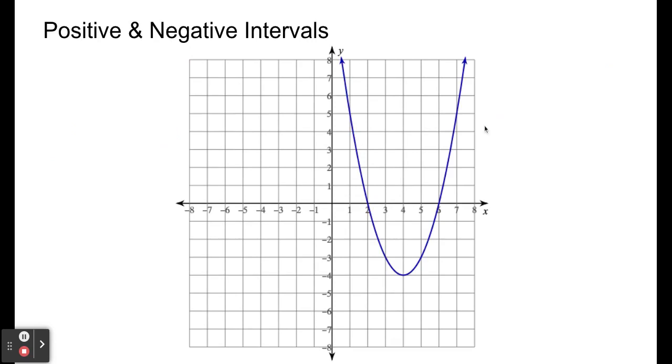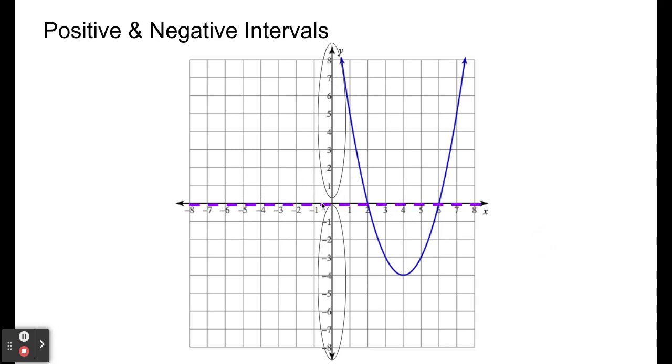Now we have positive and negative intervals. So what we're doing is we're looking to see on the graph where our y values are positive or where our y values are negative. So on the graph, we know that our y values are positive here, our y values are negative here, and we separate those with the x-axis.